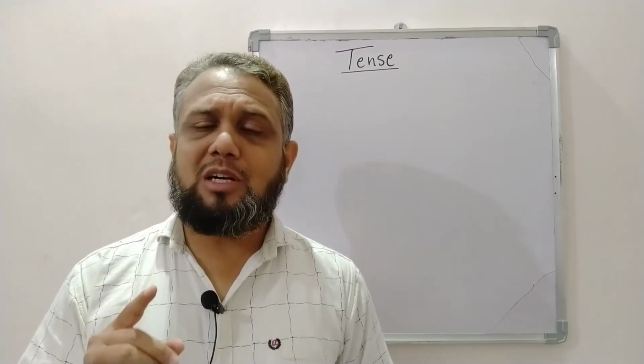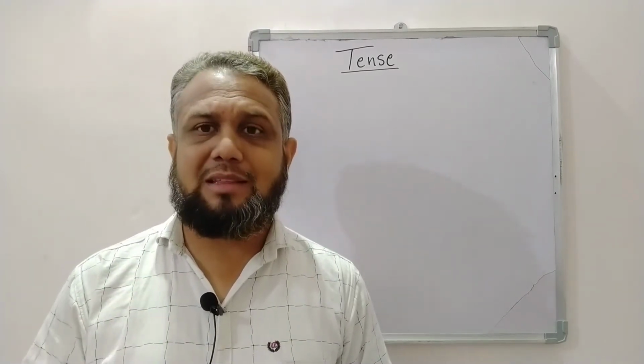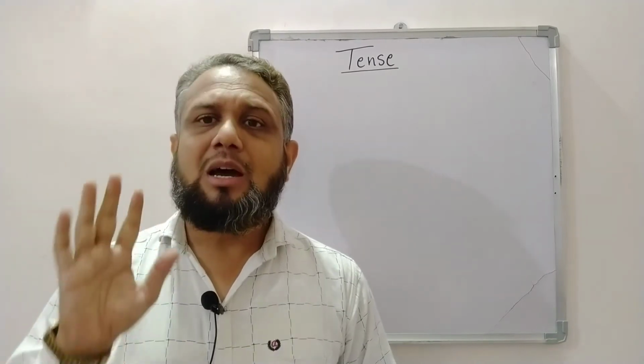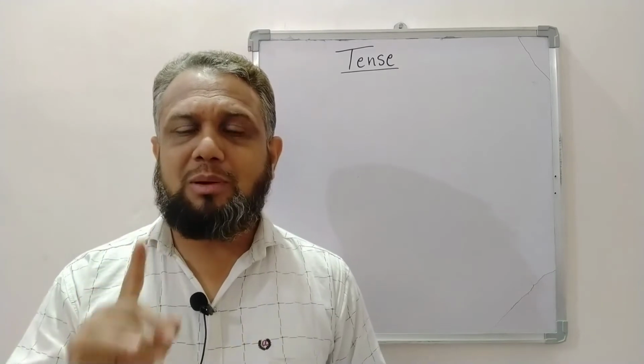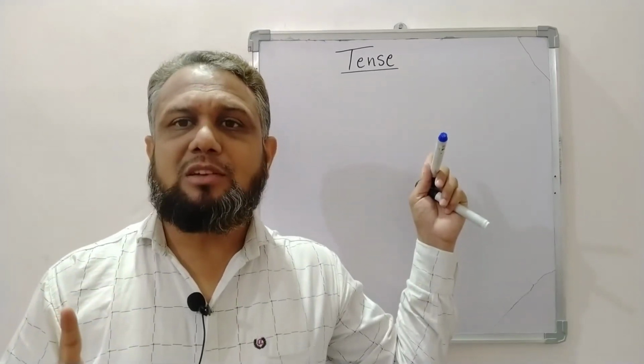A verb is a word which denotes action in the sentence, and there are 5 forms of verb: V1, V2, V3, V4 and V5. You have to remember it while learning tense.